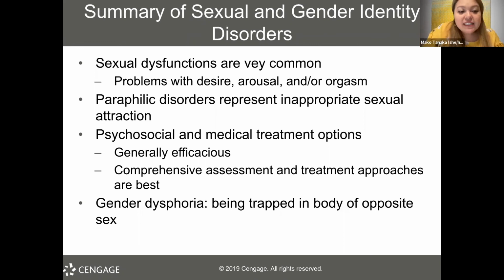Typically a comprehensive assessment or treatments that treat multiple aspects of where a disorder might be coming from are best, because there's usually not just one underlying contributing factor. And gender dysphoria is the experience of being trapped in the body of the opposite sex. And people with gender dysphoria benefit from treatment that allows them to get closer to living in the body that is appropriate for them.